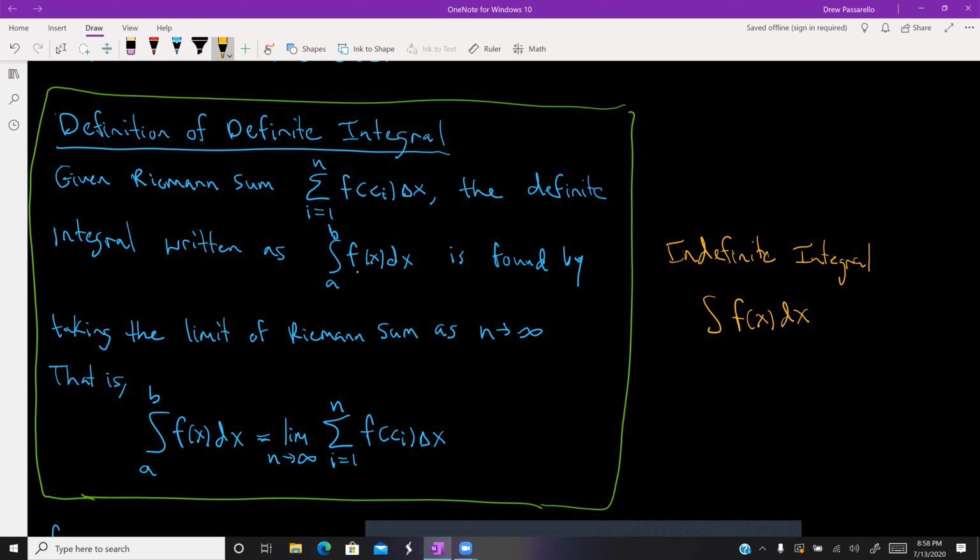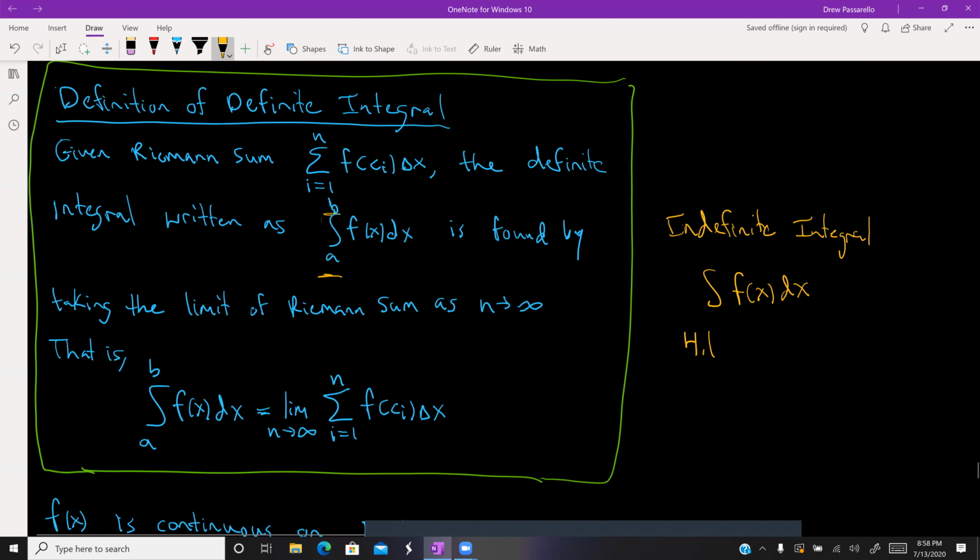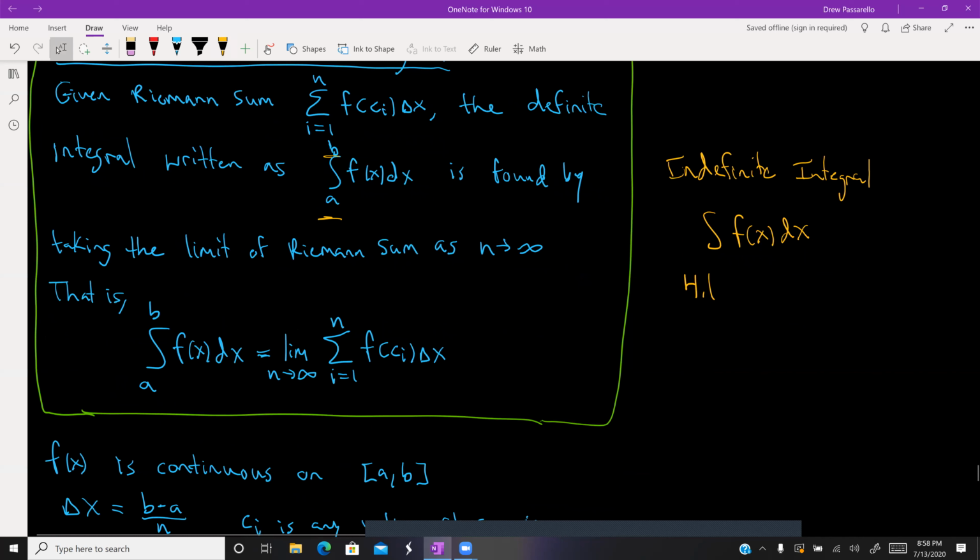So that was the indefinite integral, and you had antiderivative rules to find that. But here, this is a definite integral. The difference is that it has the values a and b, top and bottom, on the integral sign. But this definite integral is equivalent to taking the limit of the Riemann sum as n goes to infinity.